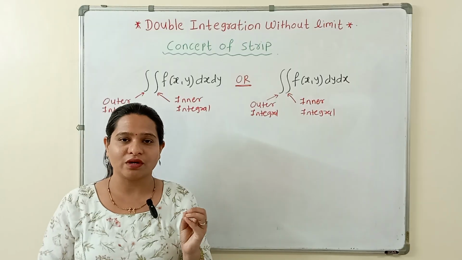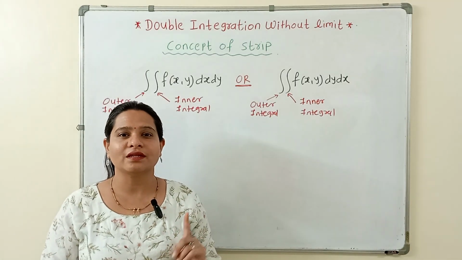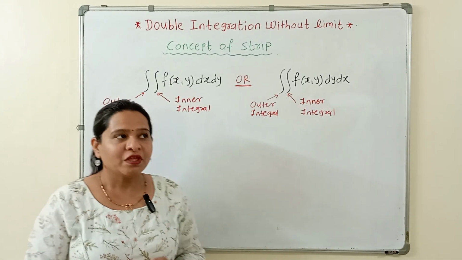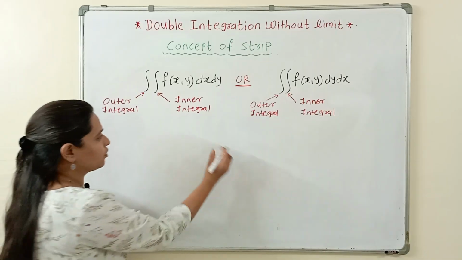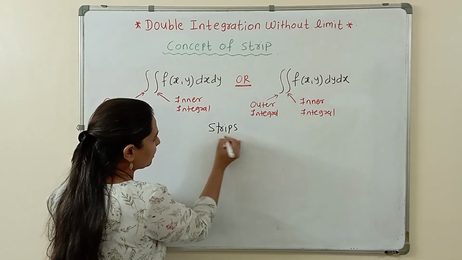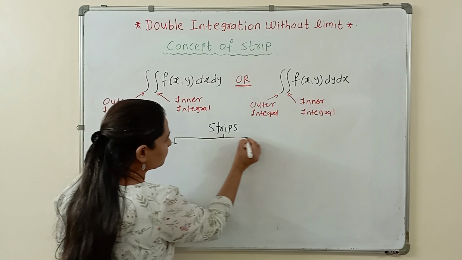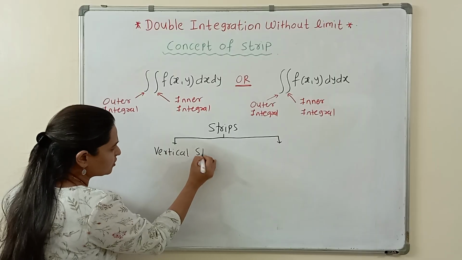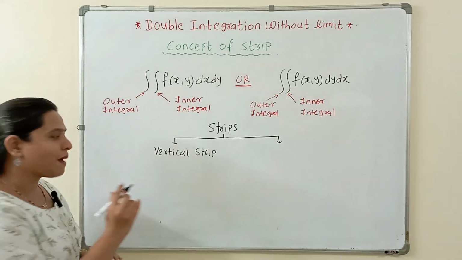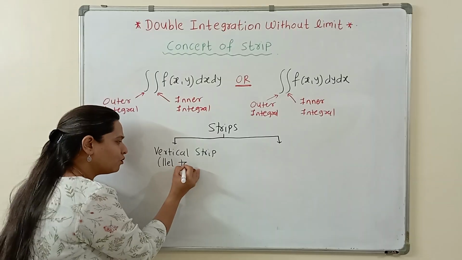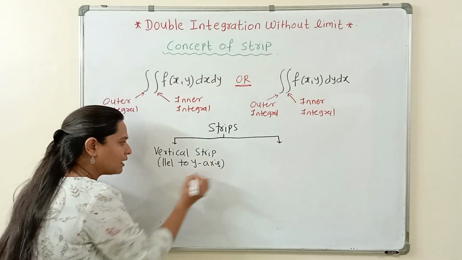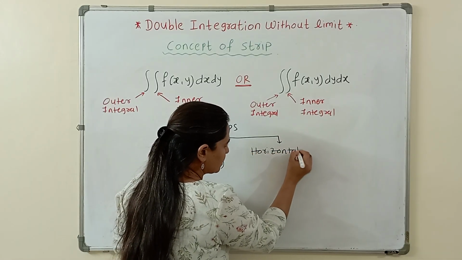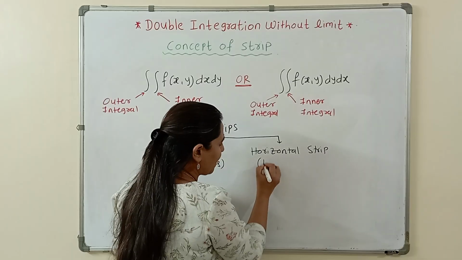The very important thing is, when limits of integration are not given, our first task is to calculate the limits of integration, and we are going to calculate those limits using the concept of strips. Here we have only two types of strips. The one is the vertical strip. Vertical strip means it is parallel to the y-axis. And the other is the horizontal strip. This strip is parallel to the x-axis.